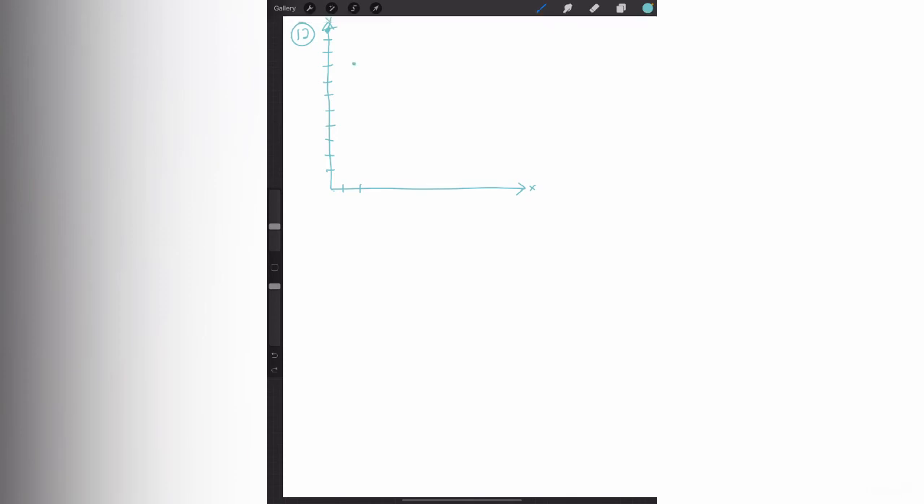Whoa, that is not good. There you go. (2, 8), and then (3, 7). So 1, 2, 3, and we'll go up 7: 1, 2, 3, 4, 5, 6, 7. Looks about good. And then I have (7, 2): 1, 2, 3, 4, 5, 6, 7, up 2. And my last one is (8, 0).